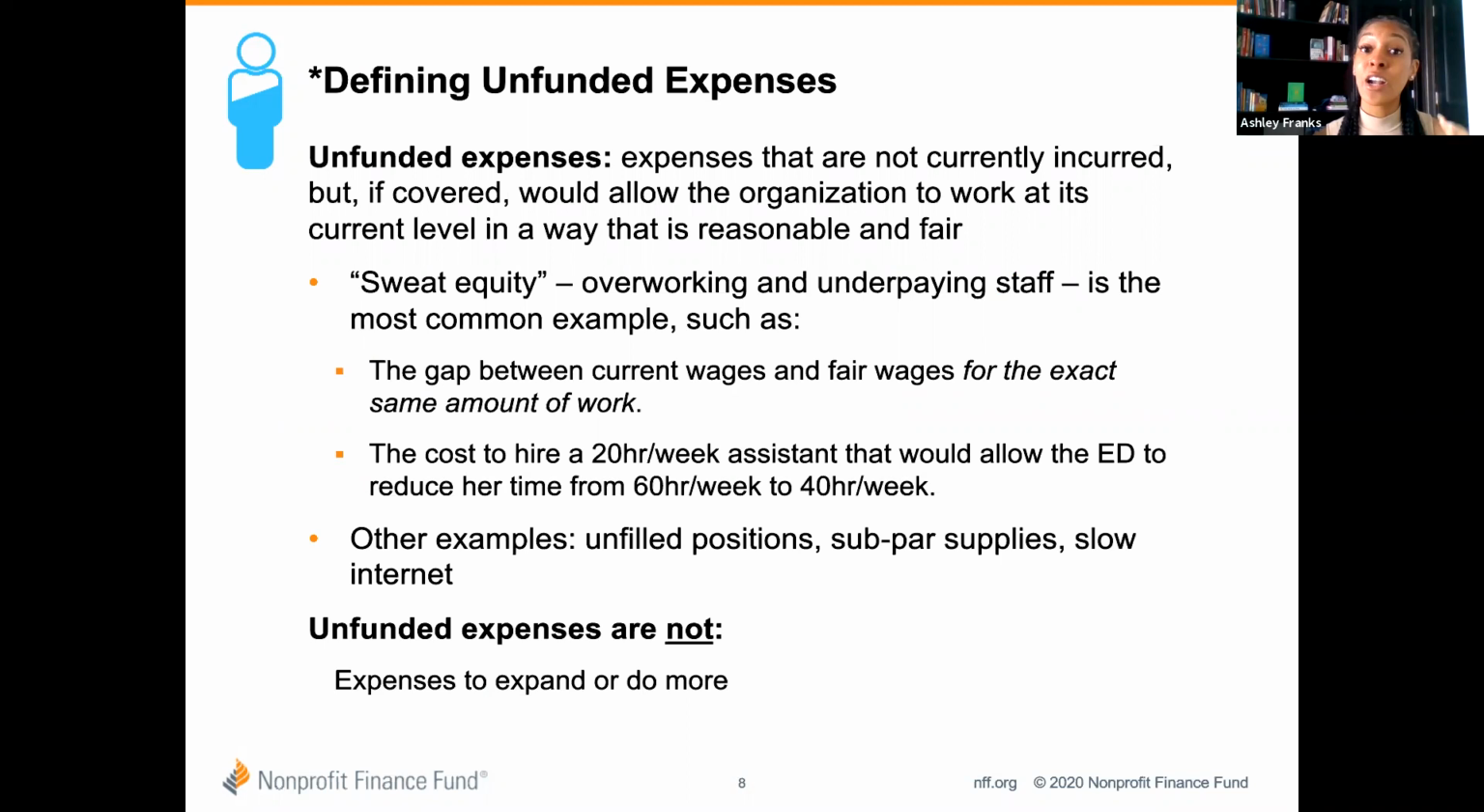So unfunded expenses are interesting because this is something that doesn't show up on any of our financial statements. And that's because these are expenses that are not currently being incurred, but that if they were covered would allow our organizations to work in a way that is more reasonable and fair. So one example of an unfunded expense is sweat equity, probably one of the most common unfunded expenses. And sweat equity is when you have folks overworking and being underpaid. And that probably sounds familiar.